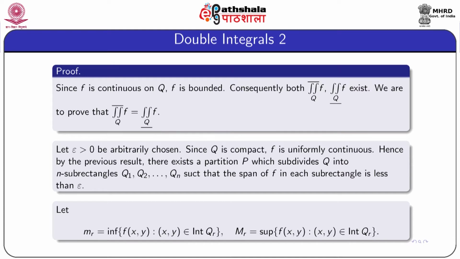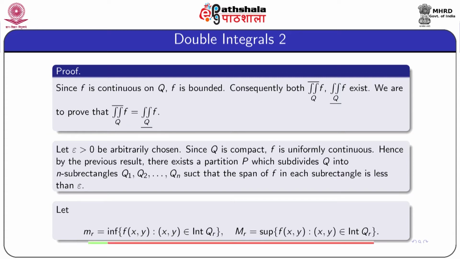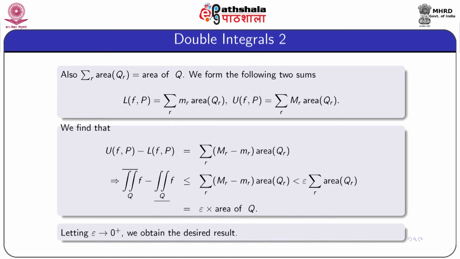Let epsilon be arbitrarily chosen. Since Q is compact, f is uniformly continuous. Hence, by the previous result, there exists a partition P which subdivides Q into n subrectangles Q1, Q2, ..., Qn such that the span of f in each subrectangle is less than epsilon. Let small m_r and capital M_r denote the infimum and supremum of values of f(x,y) when (x,y) is in the interior of Q_r. Moreover, the sum over r of area of Q_r equals area of Q.